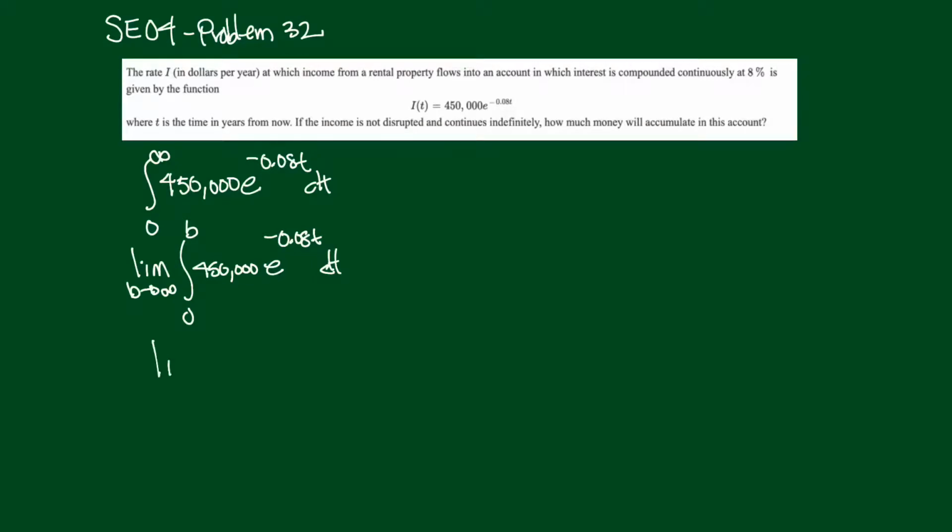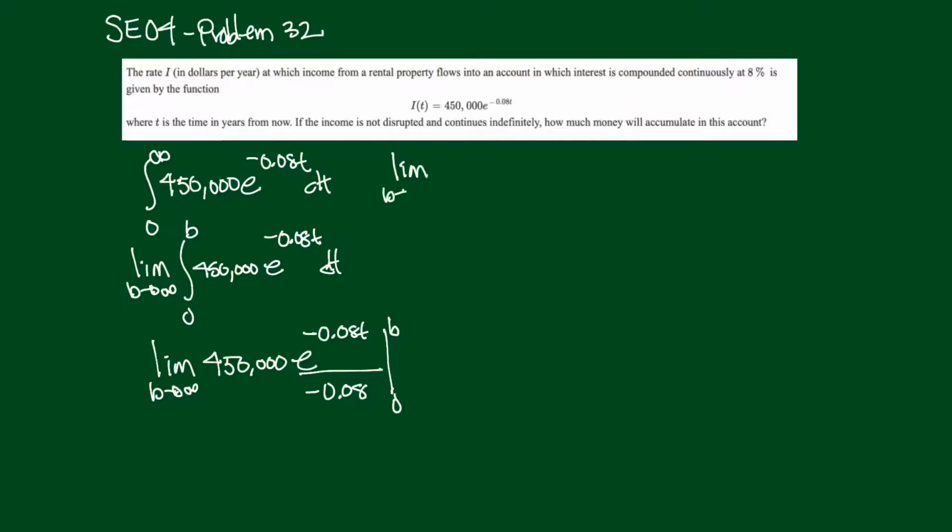Let's continue writing our limit. The limit as b goes to infinity of 450,000. It's an exponential, so we know how to integrate it. We get the function itself divided by that coefficient of the exponent. If it was a derivative, we'd multiply, right? But we're integrating, so we divide, so 0 to b. Now, I just took a look at this one. 450,000 divided by this negative 0.08 turns out to be negative, so I'm going to write my limit here.